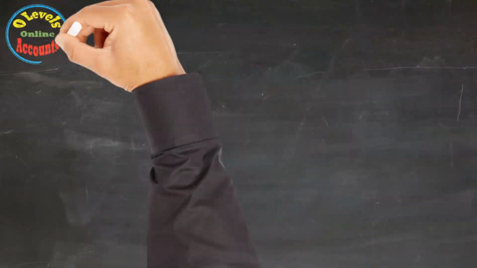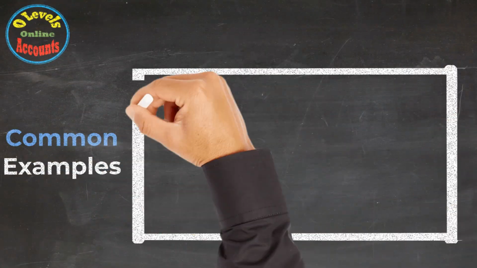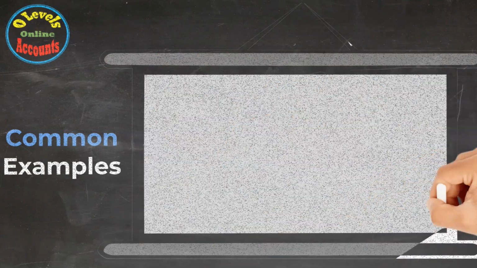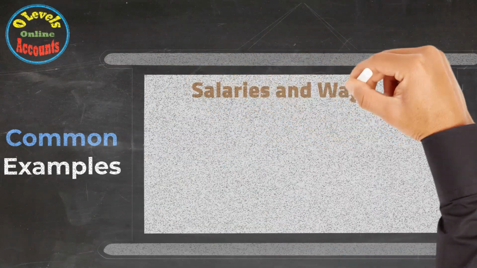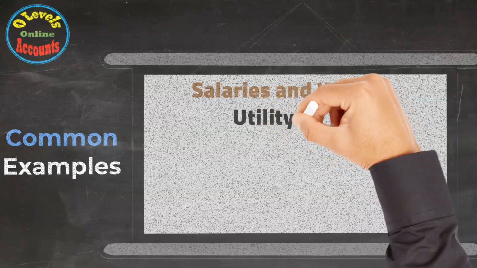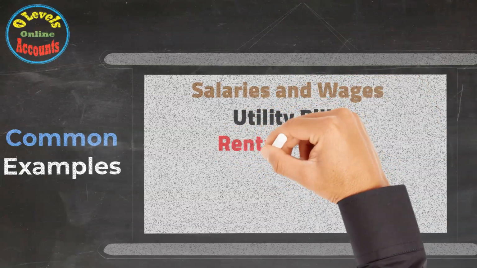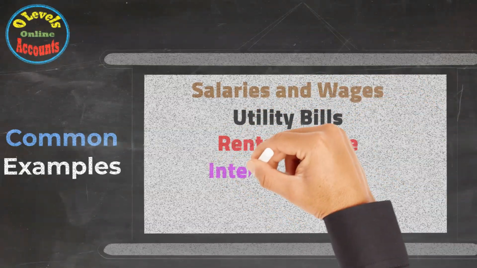Some common examples are salaries and wages, utility bills, rental income, interest on loan, service fees, etc. Hopefully, you got a clear understanding of the topic from an examination point of view.